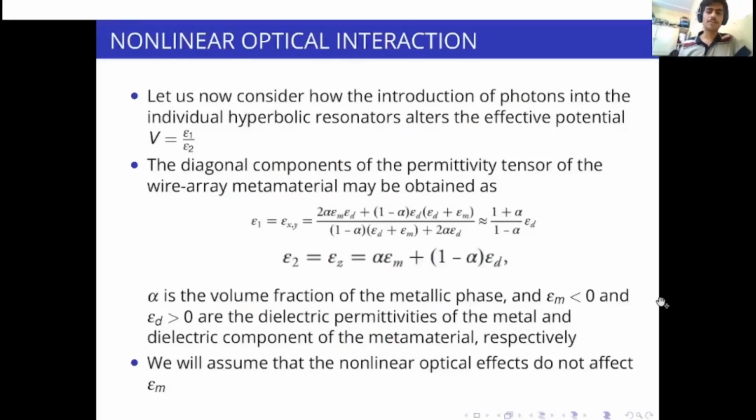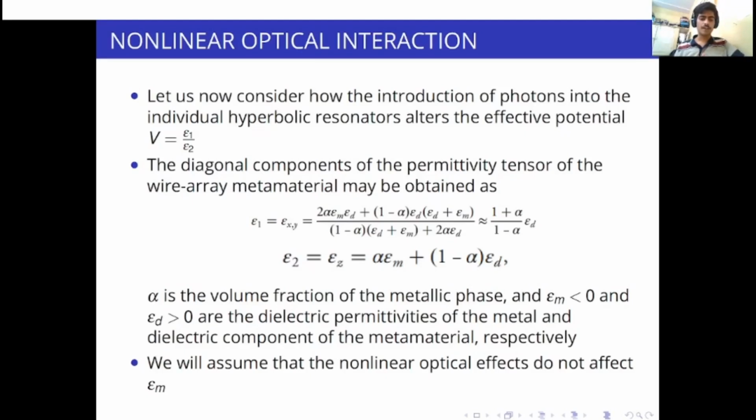Let us now consider how the introduction of photons into the individual hyperbolic resonator alters the effective potential, that is B equals epsilon 1 by epsilon z. We know that the Ag wires lie along the Z direction, and the setup is like this, which we have already explained. The diagonal components of the permittivity tensor of the wire metamaterial may be obtained from these relations: epsilon 1 is approximately equal to 1 plus alpha by 1 minus alpha times epsilon d, and epsilon 2 is equal to alpha epsilon m plus 1 minus alpha times epsilon d, where alpha is the volume fraction of the metallic phase, that is, of the Ag wire, epsilon for the metal is negative, and epsilon d is greater than 0.